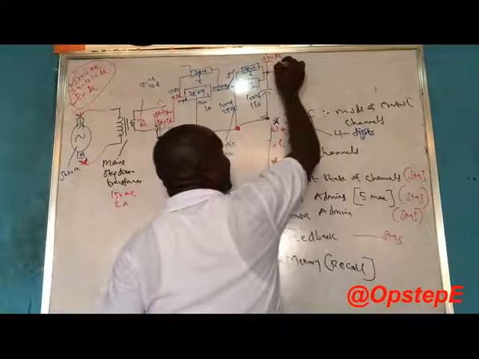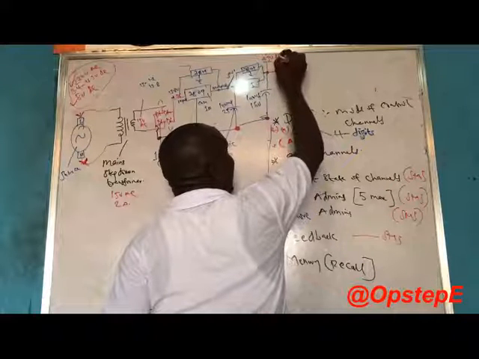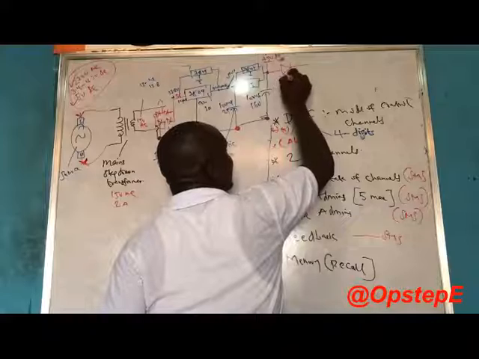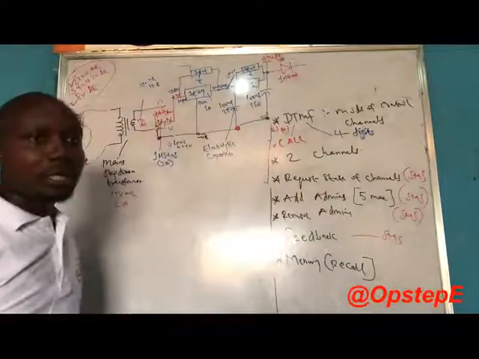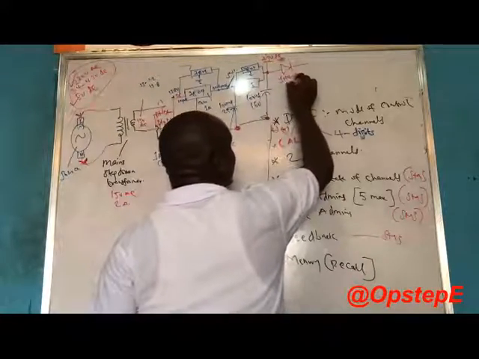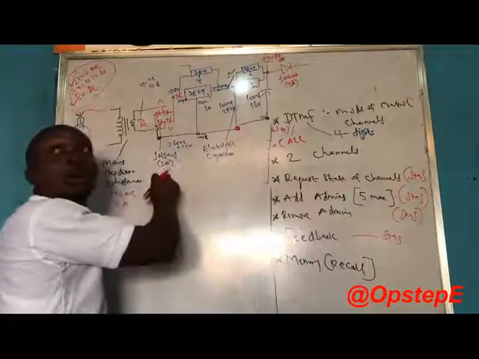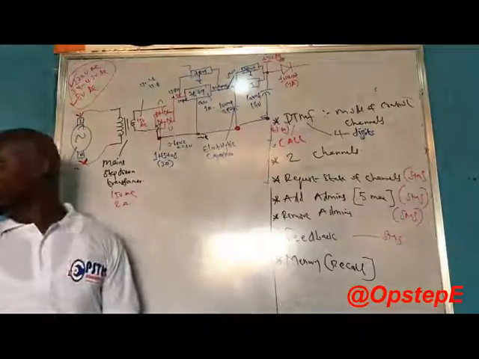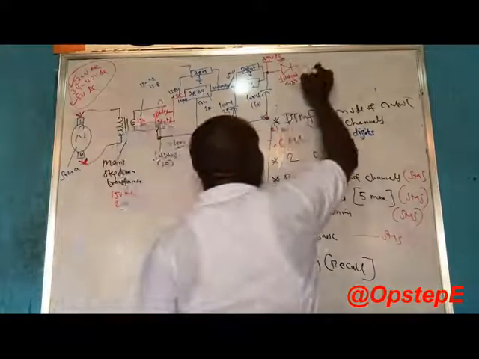I simply send this 5 volt through a diode. This time, I use a 1N4007. It's also a rectifying diode, except that this one can only allow one amp to flow through, as against the 1N5401 that can allow up to 3 amps to flow through. Can I continue? Then I sent this into the base of the transistor.